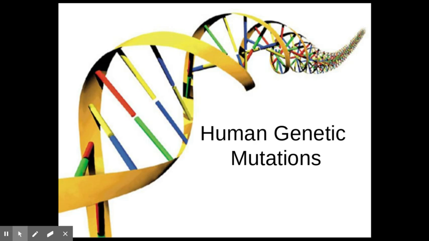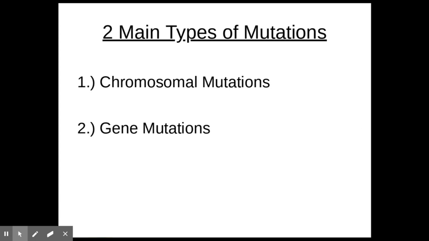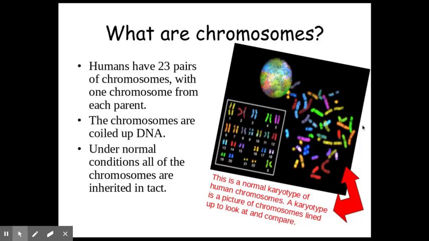Okay, today we're going to talk about human genetic mutations. There are two main types of mutations. First is the chromosomal mutation, which may affect parts of the chromosome or may affect several genes of the chromosome, and then gene mutations, which only affect a particular type of gene.